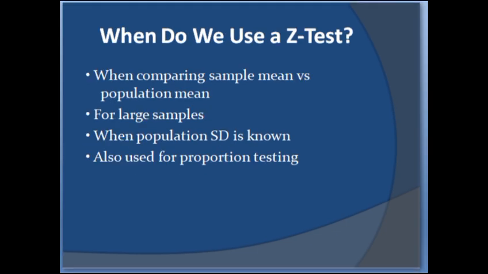When do we use a Z-test? When comparing a sample mean with a population mean, when testing the difference between two independent means, when testing a population proportion, when the sample size is large, meaning greater than 30, when the population standard deviation is known, and it is also used for proportion testing.